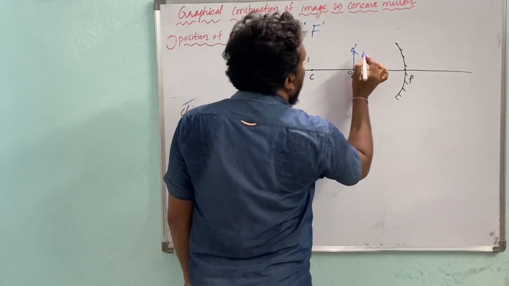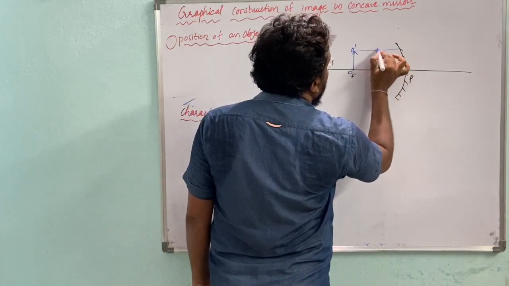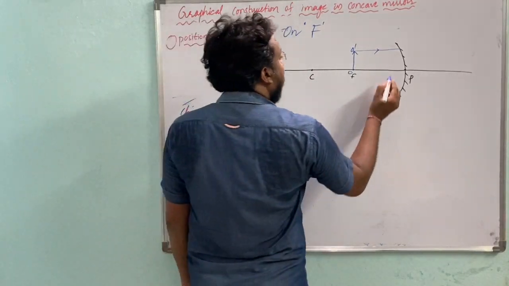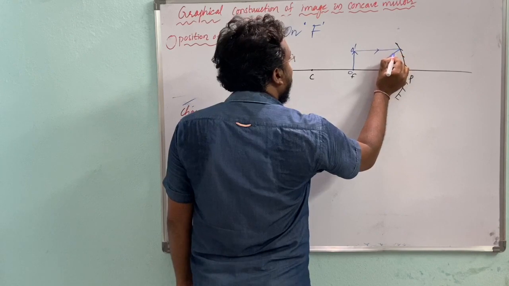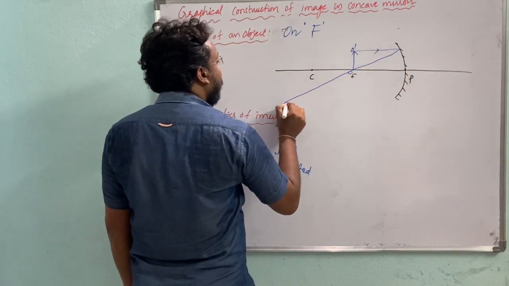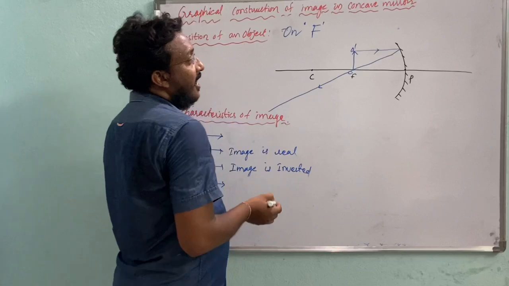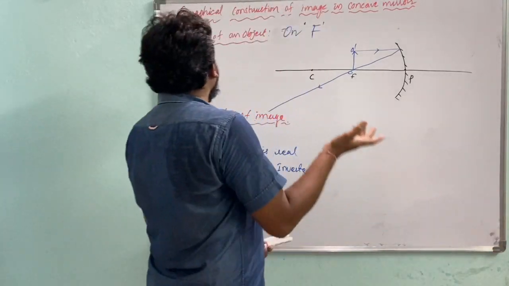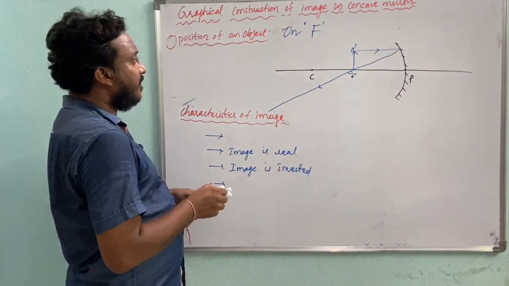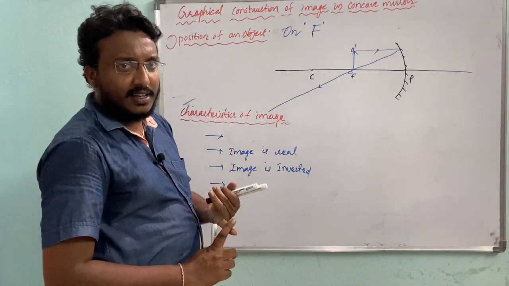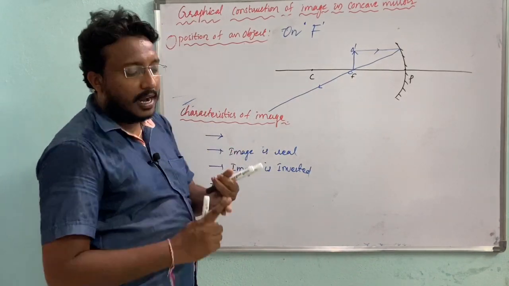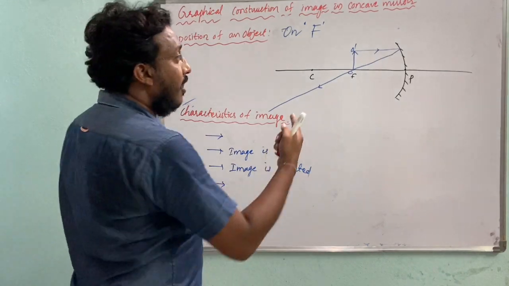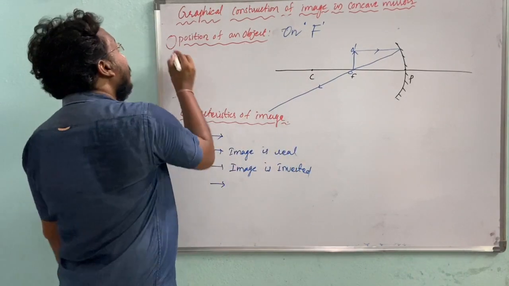First ray, the incident ray is parallel to the principal axis. If it is parallel, it passes through the focus. Right, done. And what about the next ray? Out of all the previous positions, first we kept it at infinity, then behind the center of curvature, then on the center of curvature, then between focus and the center of curvature. This is the fifth position.